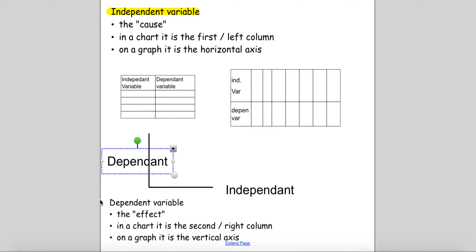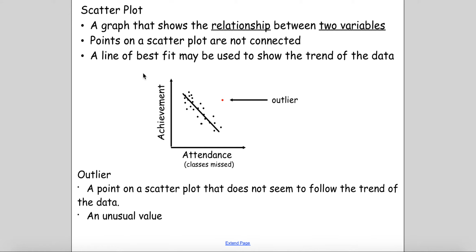Dependent. Okay, and that's what we're looking at there. Now a scatter plot shows the relationship between things, like attendance and achievement. So if you don't miss class, because going here you'd be missing more class, your achievement's better. Now there's an outlier here with somebody that's missed a lot of class and still has high achievement. So a graph shows a relationship between two variables. We're saying here that the more class you miss, the lower your achievement.